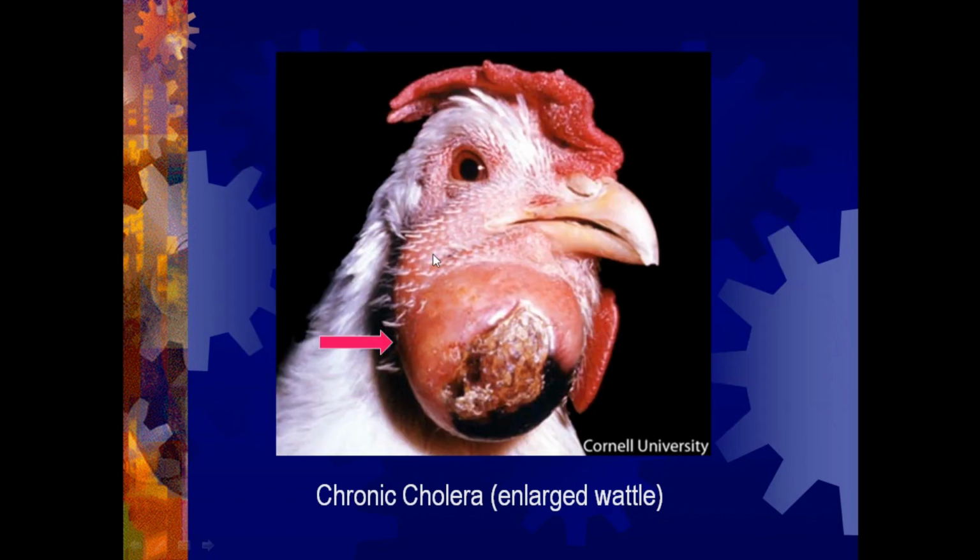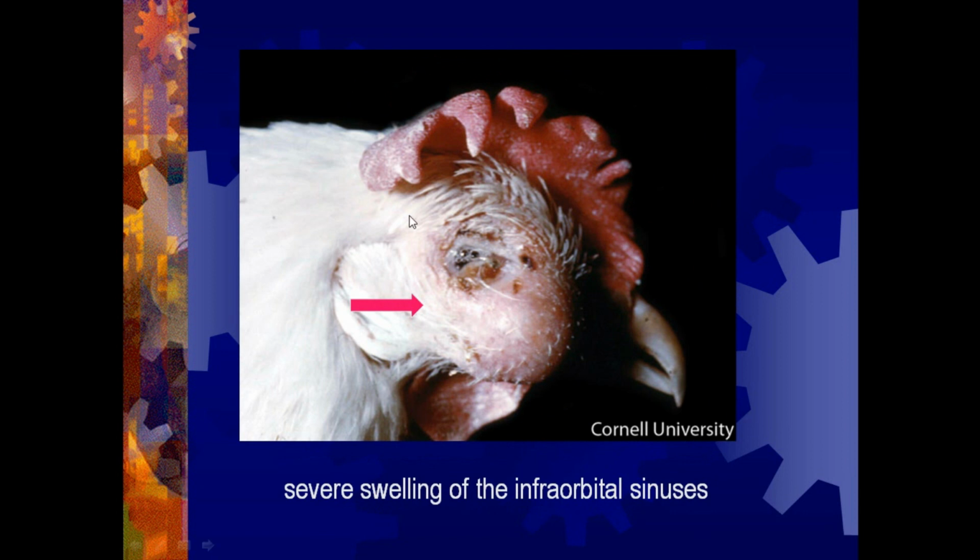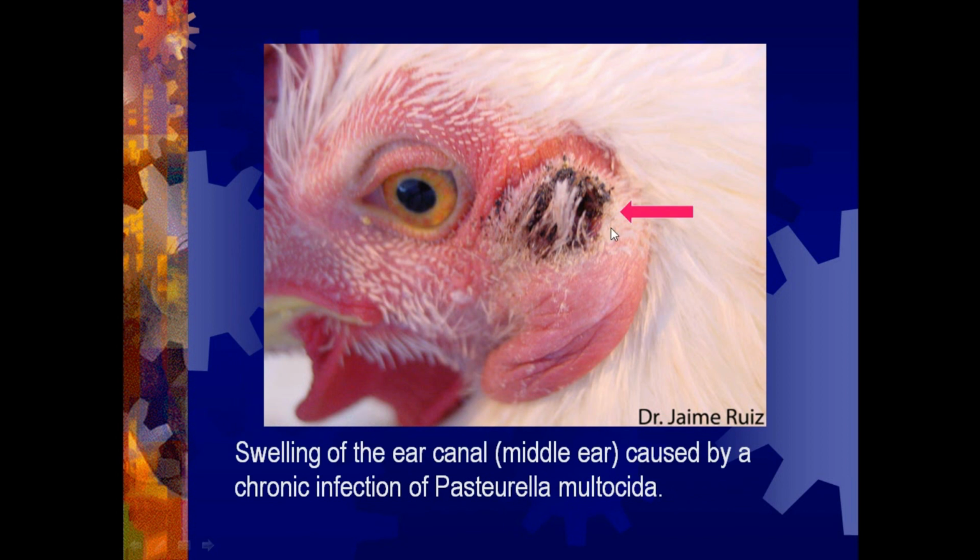This one is also enlarged wattle with ulcerations. This ulceration is due to extensive vasculitis that leads to necrosis. Here, this one is swelling in the infraorbital sinuses due to pasteurellosis infections in the upper respiratory tract. Okay, and this one is otitis. This kind of otitis can cause middle ear infection and also inner ear infection that leads to head tilt or torticollis.